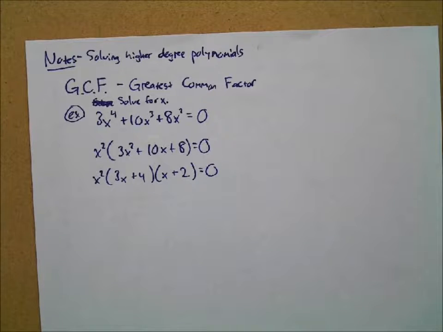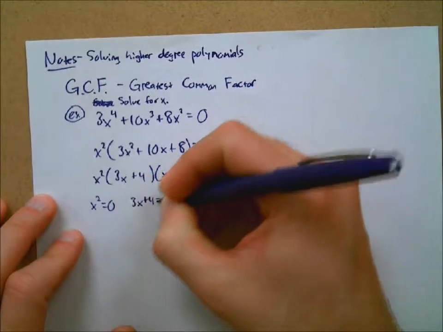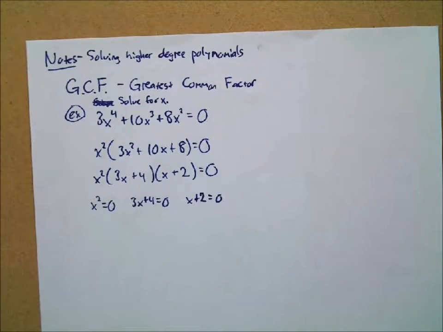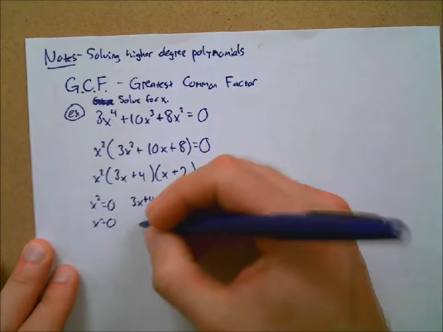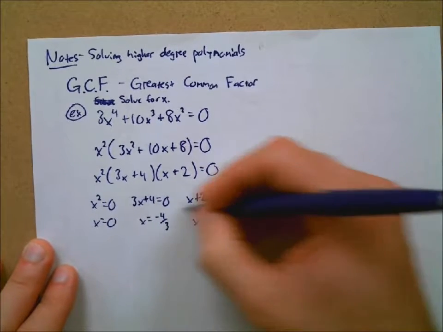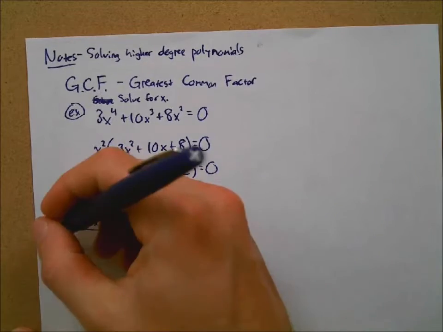And now we have 3 things multiplying together to make 0, so we can still use the zero product property. That means either x squared equals 0, 3x plus 4 equals 0, or x plus 2 equals 0. So x is 0, x is negative 4/3, or x is negative 2. Okay, and there are our 3 solutions. Questions on any of that? Easy peasy? All right. We'll keep going here then.